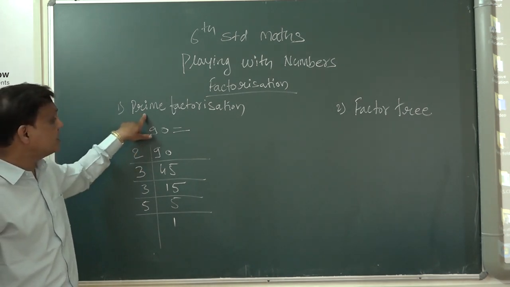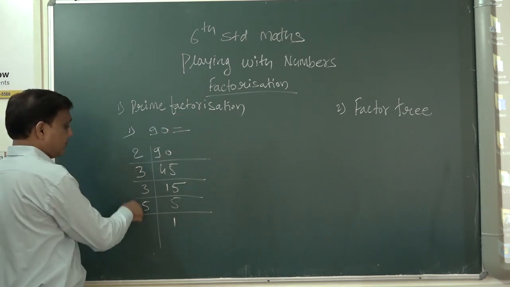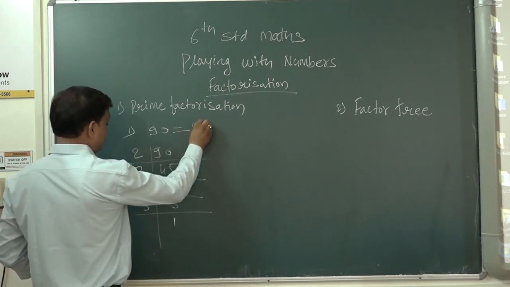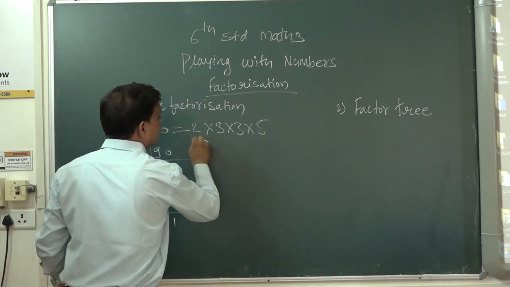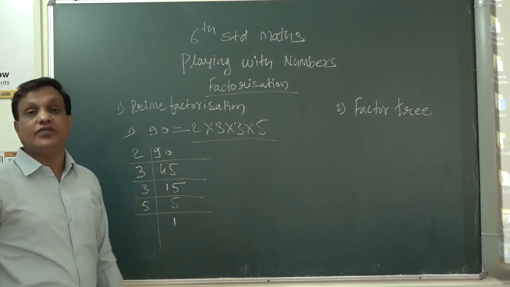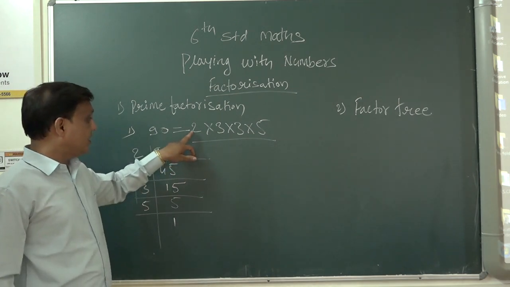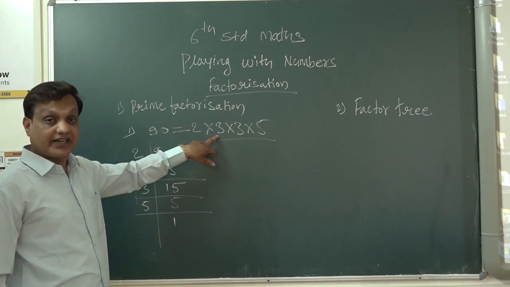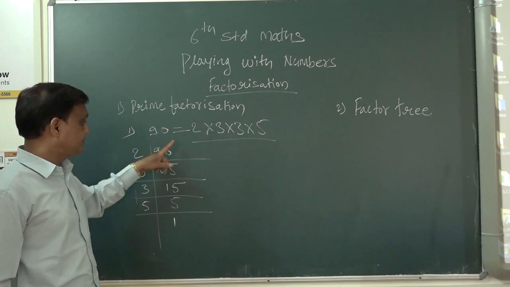That's why the name is given prime factorization. So what are the prime factors? You have to multiply them all: 2 multiplied by 3 multiplied by 3 multiplied by 5. These are the prime factors of 90. When you multiply these factors, the product of the factors will become 90.